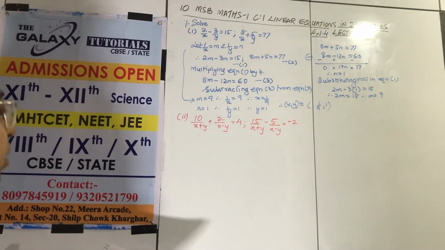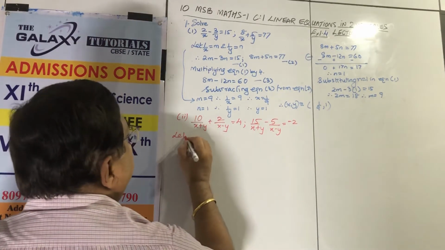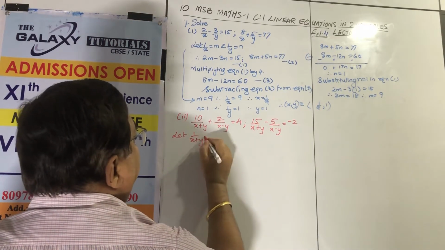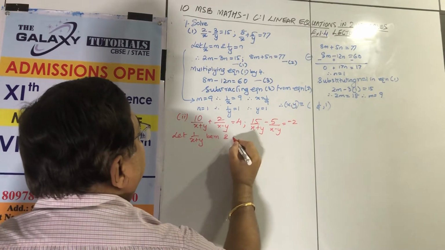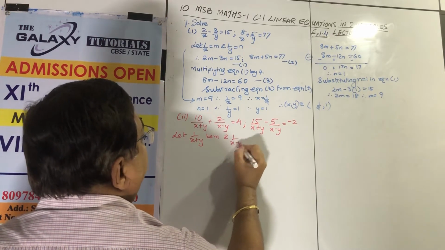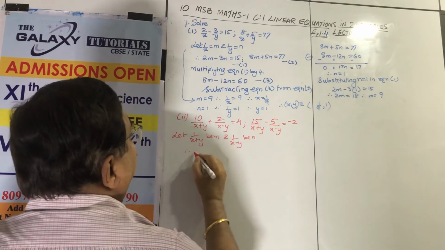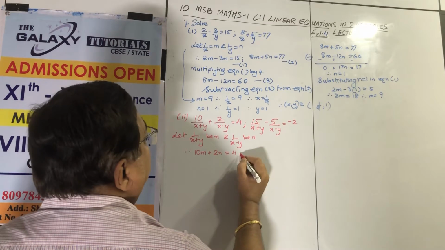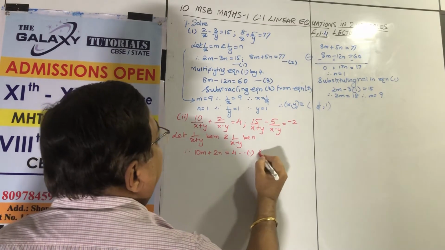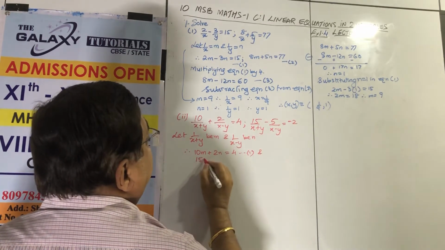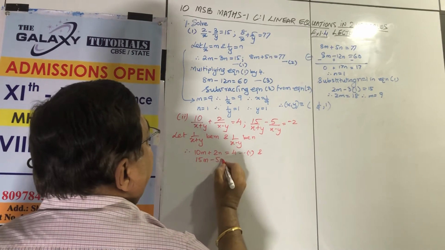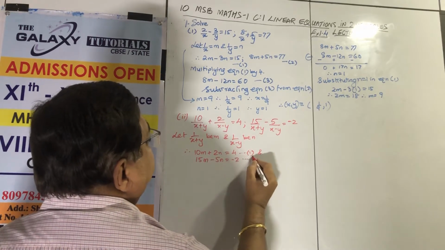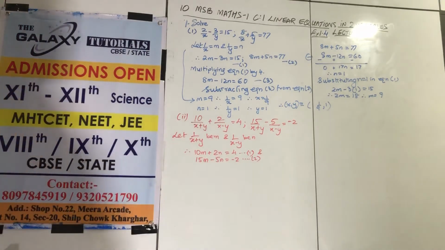Now, as you can see, what I taught you, let 1 upon x plus y be m and 1 upon x minus y be n. Therefore, 10m plus 2n is 4, equation number 1, and 15m minus 5n is minus 2, equation number 2. We made it in a single line. And now we have to solve it simultaneously.